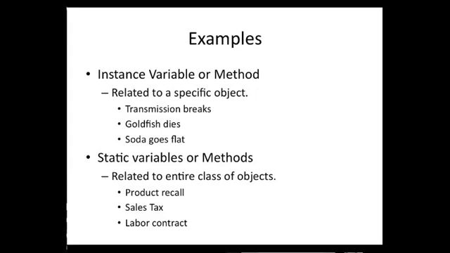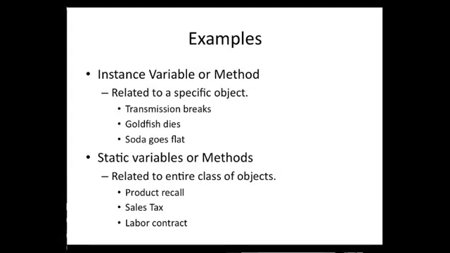And if I'm drinking a soda and my soda goes flat, well, your soda didn't go flat. You might not even have opened it yet. So these are instance variables or methods. Single instances, where things happen to just that one instance. Now we think about that in relationship to static variables or methods. These are items that are related to an entire class of objects.